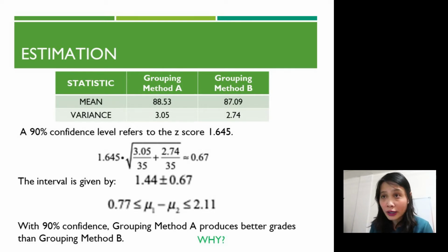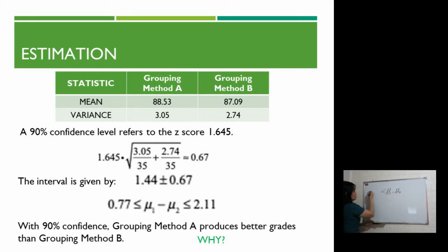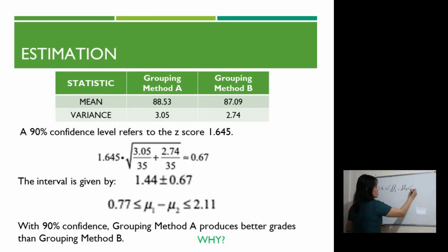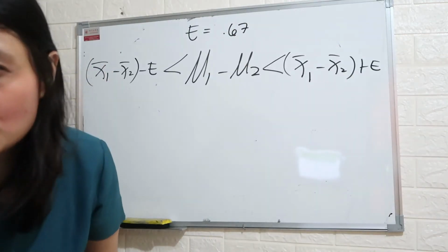To determine the interval, remember, it is sample mean 1 minus sample mean 2 minus E, and mu1 minus mu2 is greater than sample mean 1 minus sample mean 2 minus E. The other one is less than sample mean 1 minus sample mean 2 plus E. In this particular case, your margin of error is 0.67.